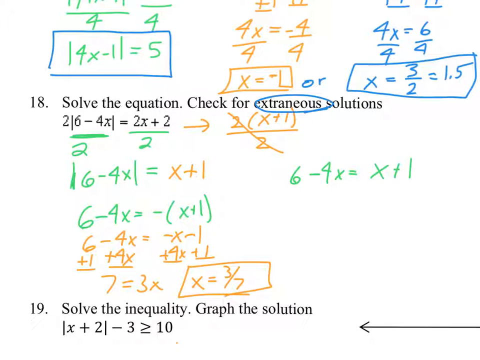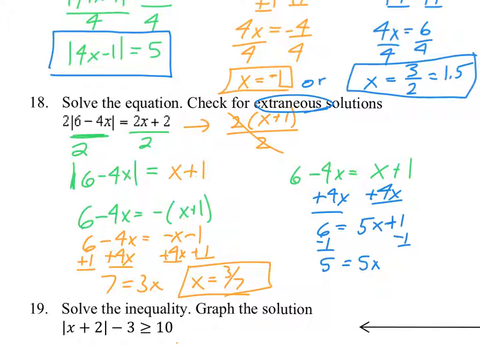Solving our other equation, in this case, I would add the 4x. So we get 6 equals 5x plus 1. We can subtract the 1. Hey, look at that, 5 equals 5x. So divide by the 5, and we get x equals 1.